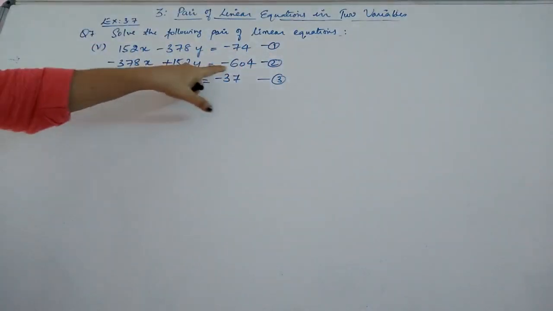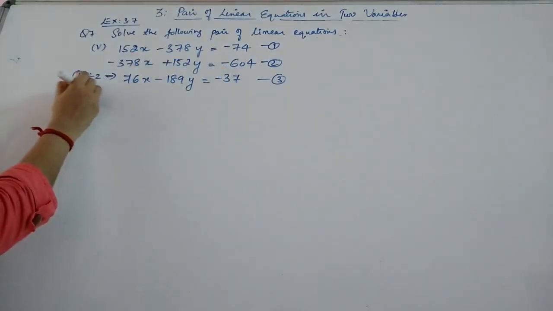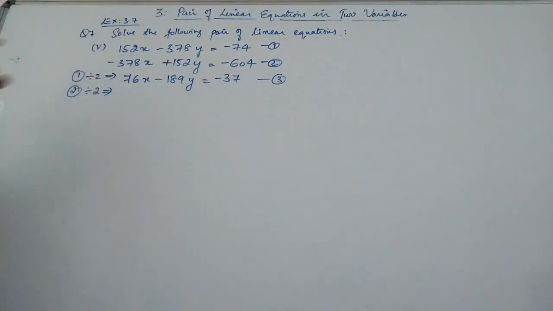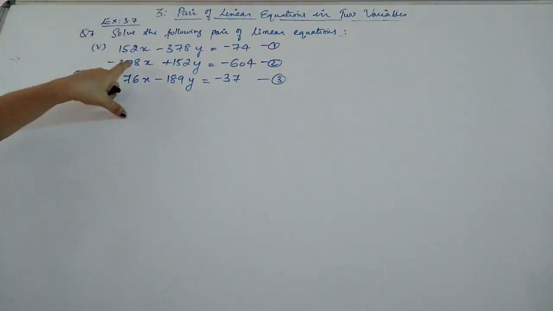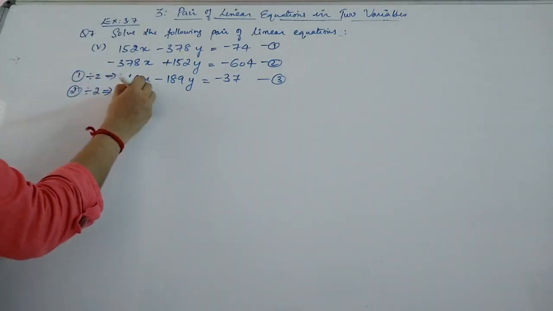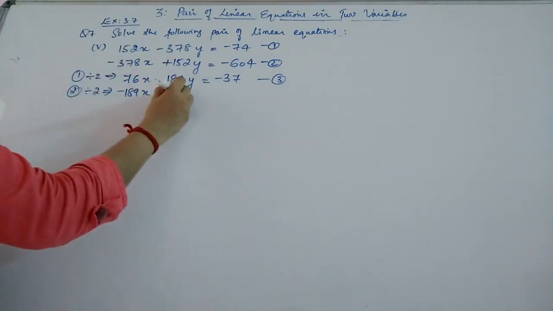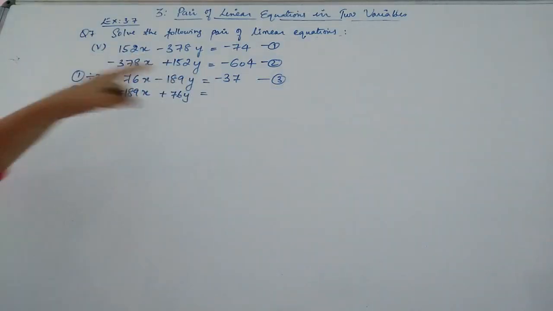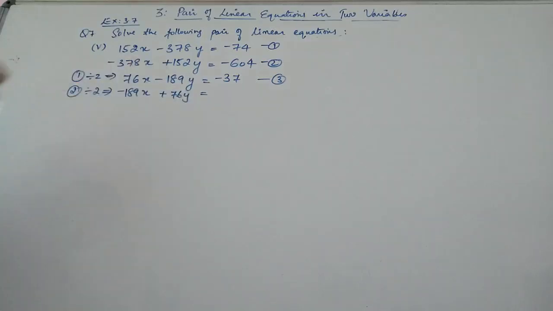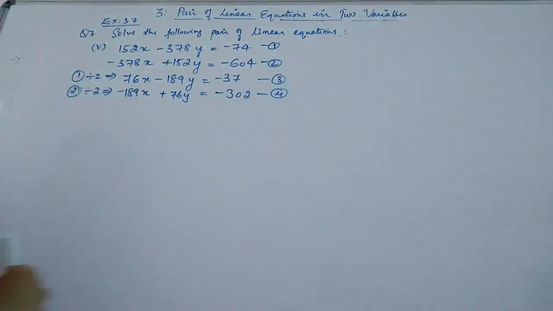Again, for the second equation also you have that common factor, which is 2. We are dividing the second equation by 2 just to make the terms a little bit smaller, that's all. So here you will get minus 189x, and this is 152 same, so here you will get plus 76y, and this will give you minus 302. Equation number 4.